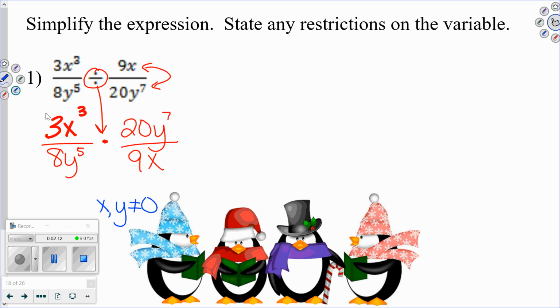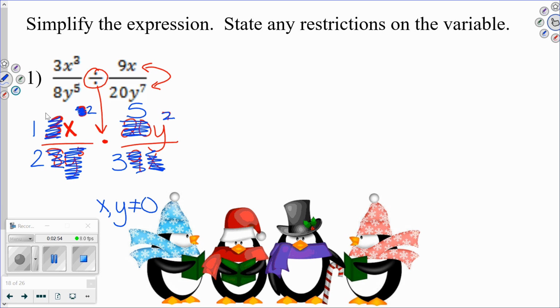And then what cancels? An x. I'll turn this into an x squared. 5 y's, so all of these y's are gone. This will be y squared now. How about your numbers? 3 and 9, I can divide them both by 3. 3 divided by 3 is 1. 9 divided by 3 is 3. Anything else? 20 and 8 by 4. 20 divided by 4 is 5. 8 divided by 4 is 2.